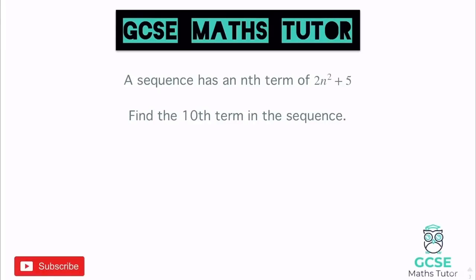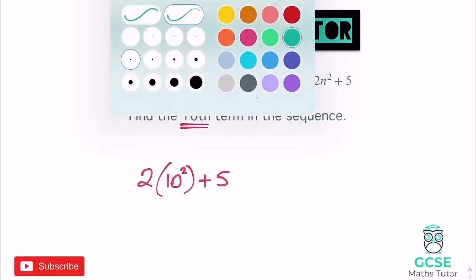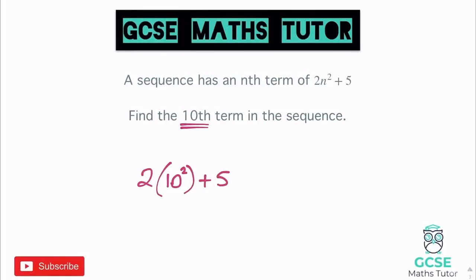So if we want to find the 10th term, we just need to sub 10 in. So we've got two lots of 10 squared, and then add 5. Remembering your order of operations here, you've got to work out the powers first, which is why I've put the 10 squared in brackets, not to forget to work that out first. So 10 squared is 100. So 2 times 100 would be 200, and then add 5 would give us 205. There you go.